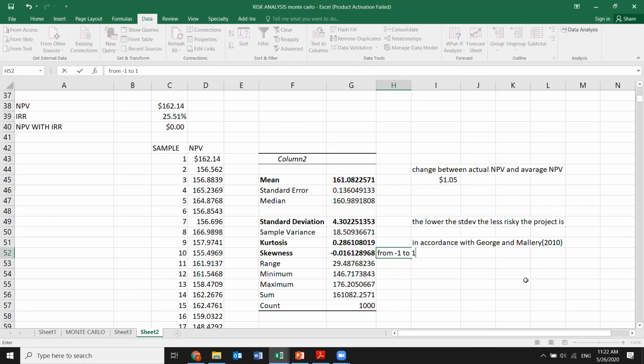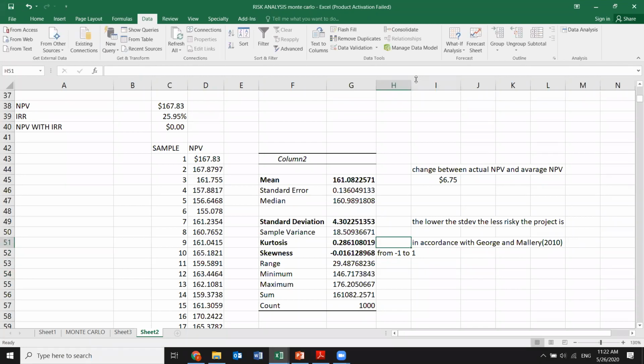to 1. That means in this range, the distribution of the NPV is normally distributed. This is the acceptable range, so it gives us a positive sign about the project. This is in accordance with George and Mallory 2010.